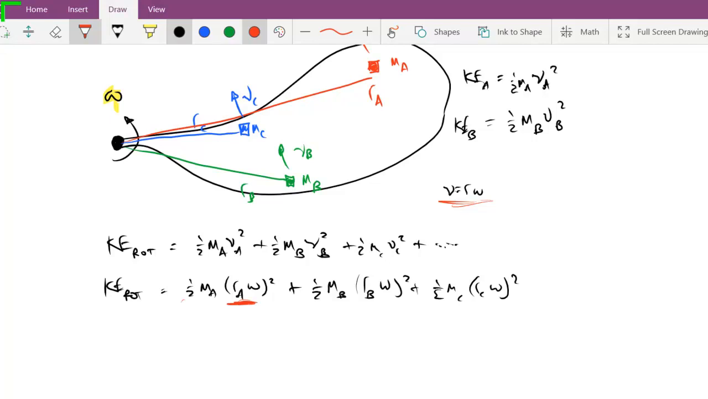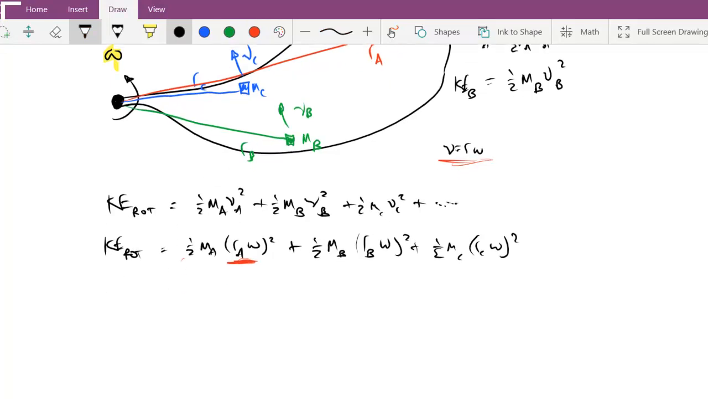And so we have a 1/2 and an omega in every one of these, right? Actually an omega squared. So in the next line here, I'll factor all this out. So this is going to be 1/2 omega squared times, we have here MA RA squared plus MB RB squared plus MC RC squared plus yada yada yada, however many points we have. Okay, so that was just factoring out that omega squared from all of these.